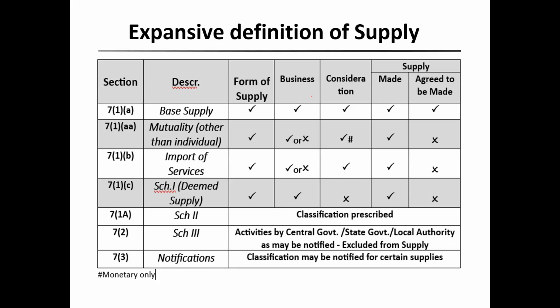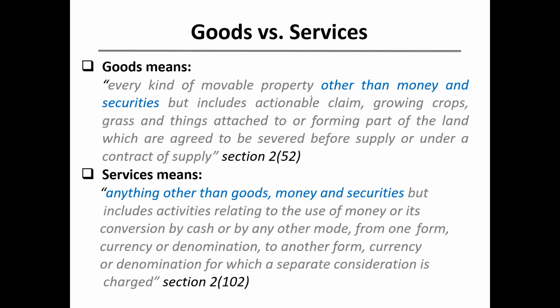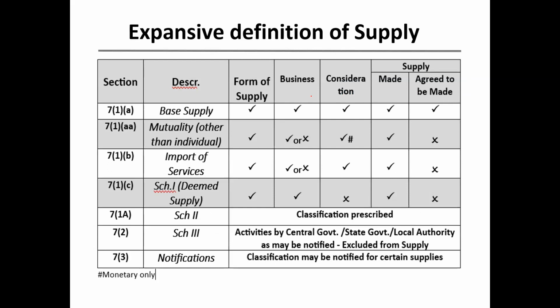Thank you, sir. Madam, one more point in 7.1 AA. The government has taken extra precaution and used the words activities or transactions. So they would definitely have envisaged that something would be missing and they would want to cover it.